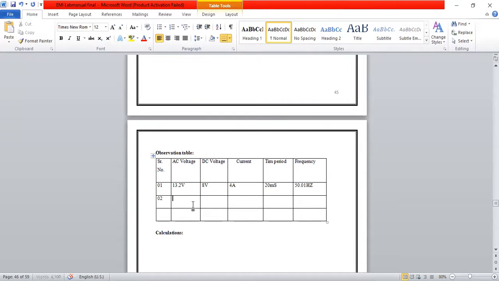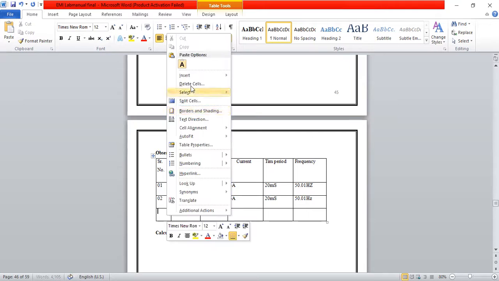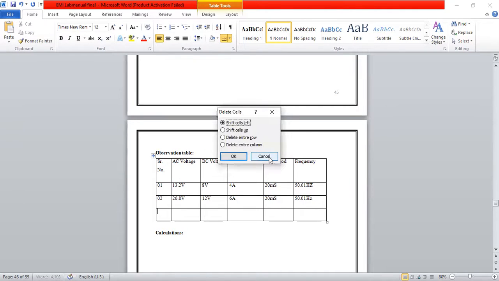Serial number 2, how much voltage was there? 26.8. 12 volt you take down for the DC. Just to fill the readings I am telling here. Okay, 6 ampere. Again 20 milliseconds. 50.01 hertz frequency. So these readings you fill in the lab write-up and complete it.